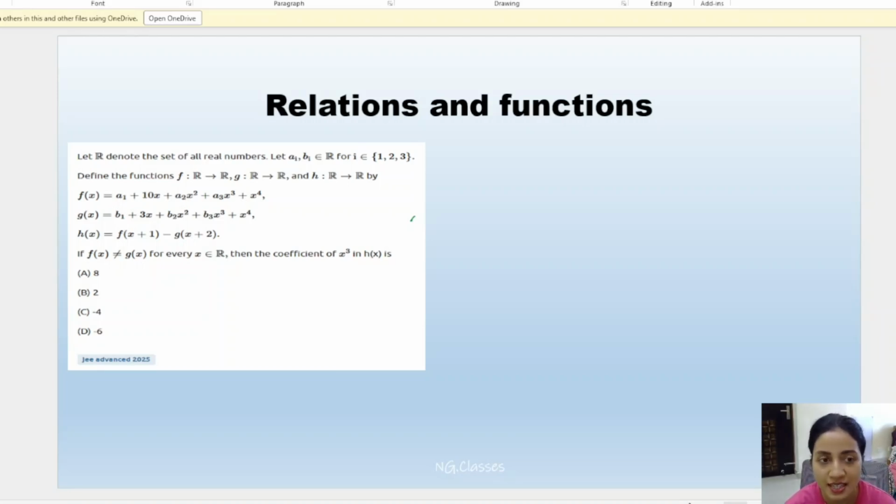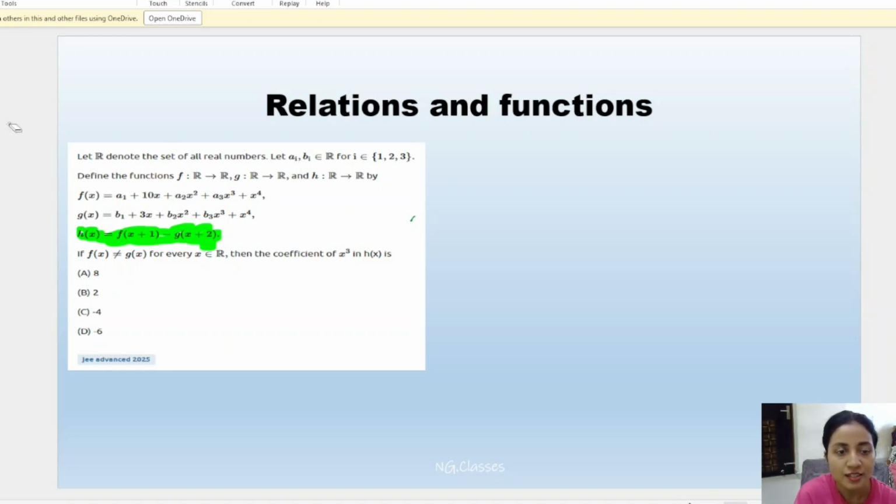So here the question says: let R denote the set of all real numbers, where ai must belong to the set of real numbers for i equals to the set defined over here. Now define the functions f, g, h. Three functions are defined over here. If f(x) is not equal to g(x), then we have to find the coefficient of x cube in h(x). Now if you focus on h(x), see carefully, you can see that h(x) is nothing but the subtraction between f(x+1) minus g(x+2), right?